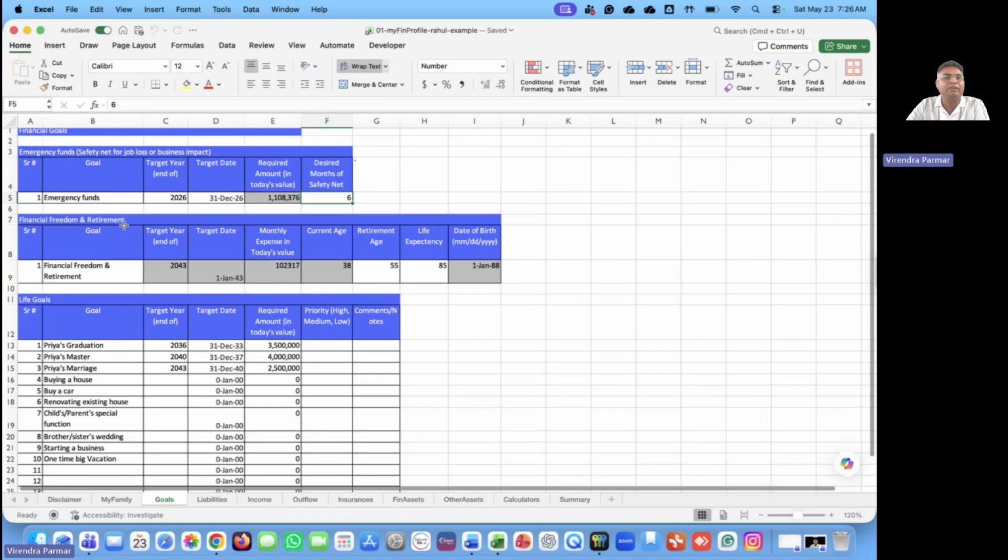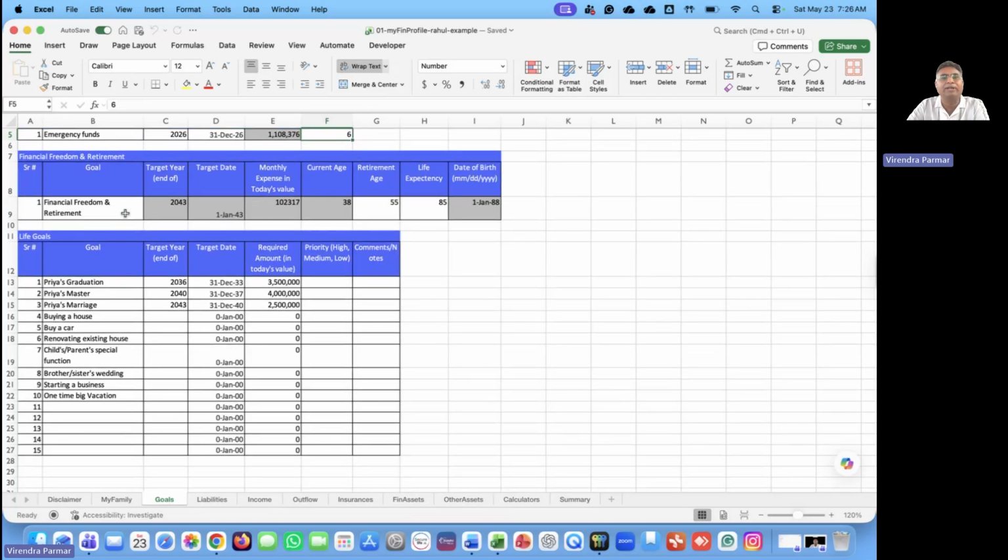Once you have done the emergency fund, the next section is financial freedom or retirement. Over here, these values are taken from the first member of the family. So the current age is taken, and date of birth also is taken. What you need to fill up is the retirement age and life expectancy, and all these values are calculated based on it. We generally recommend a life expectancy of 90, but Rahul has taken 85 based on his circumstances. Likewise, retirement is generally as per your wish. We want to see when you are financially free, although you may continue to work.